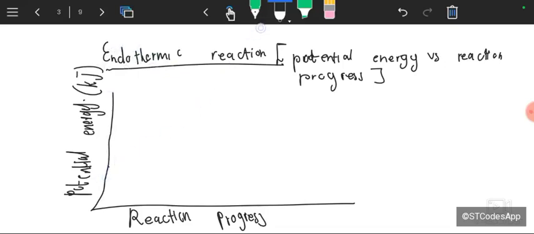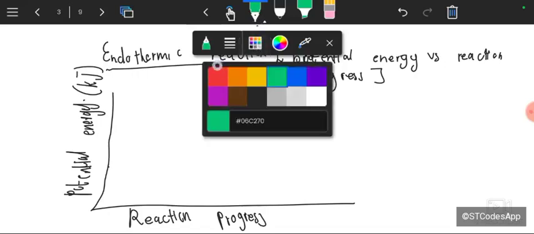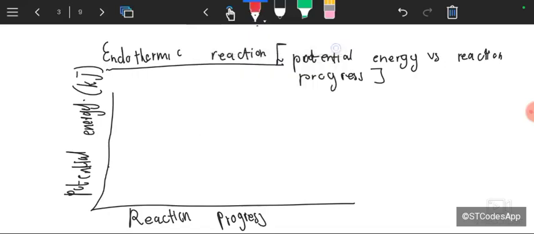Let's use a different color, let's use red. Say, for example, you start your reaction over here. If you remember, we said an endothermic reaction absorbs. So that means at the end, we must have more energy than what we already have. So again, it will start there.